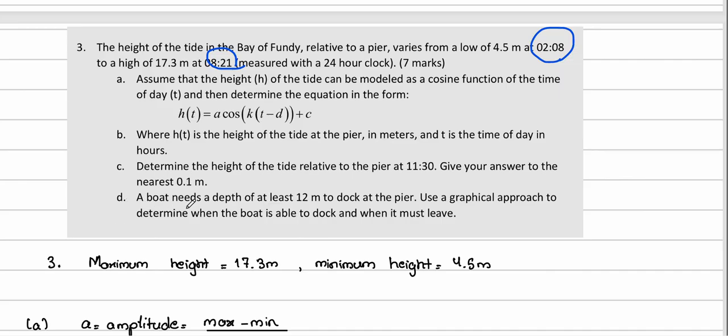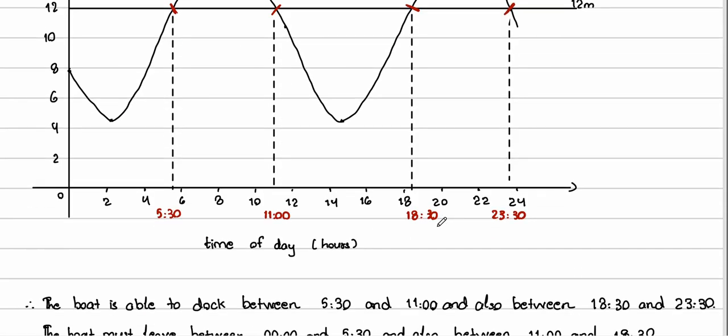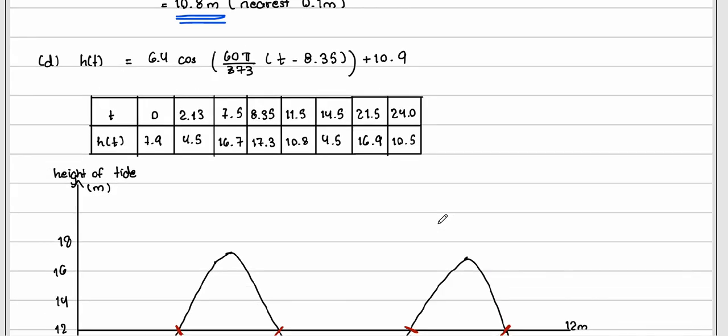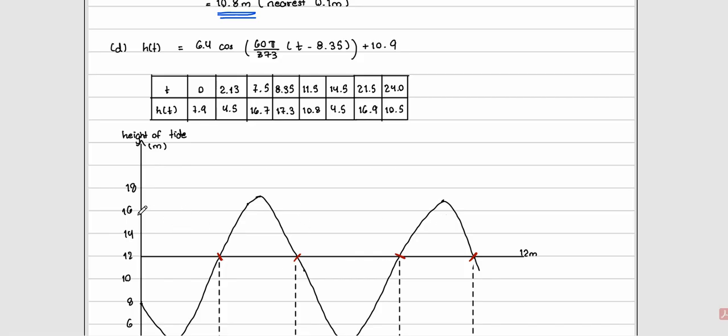For number D, a boat needs a depth of at least 12 meters to dock at a pier. Use a graphical approach to determine when the boat is able to dock and when it must leave. I have already drawn the table for the graph. So this is my function that we got from earlier in the question. So this is the graph.